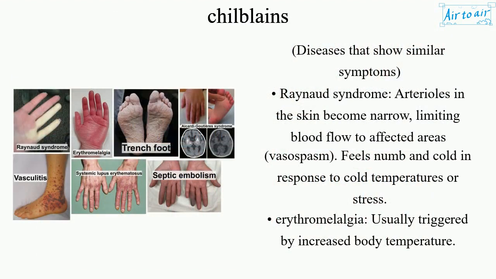Diseases that show similar symptoms: Raynaud syndrome. Arterioles in the skin become narrow, limiting blood flow to affected areas. Vasospasm. Feels numb and cold in response to cold temperatures or stress. Erythromelalgia. Usually triggered by increased body temperature.